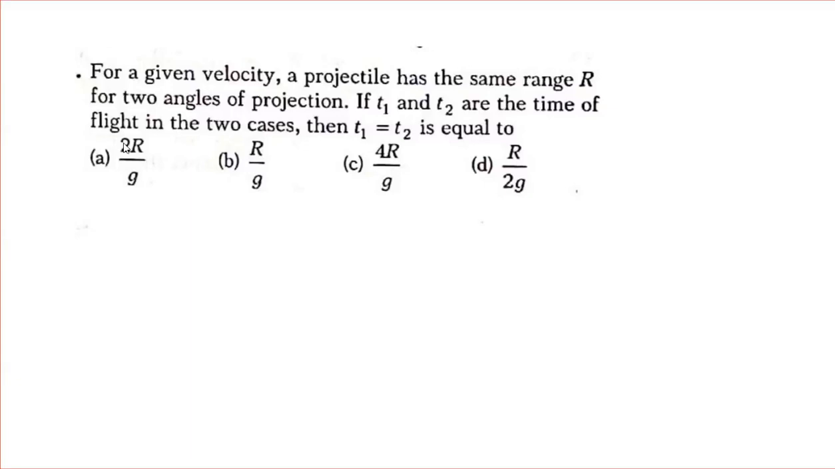क्वेश्चन में दिया गया है: for a given velocity, a projectile has the same range R for two angles of projection. If t1 and t2 are the times of flight in the two cases, then t1 t2 is equal to what? So actually we have to do that. For a given velocity, that means the velocity is the same.